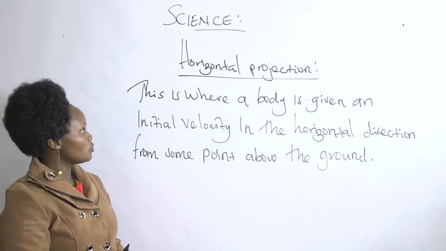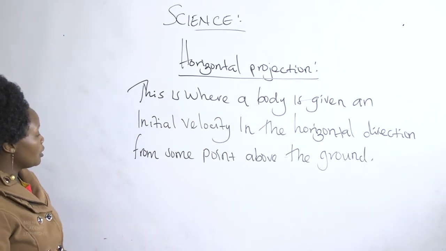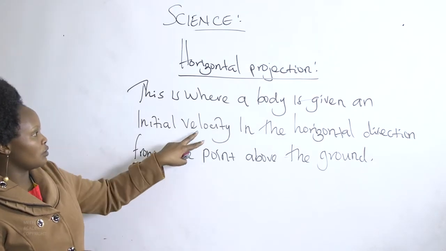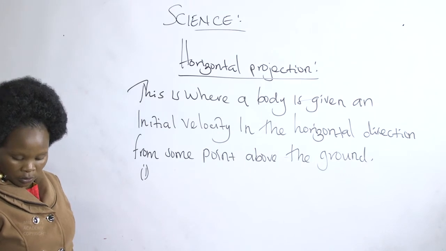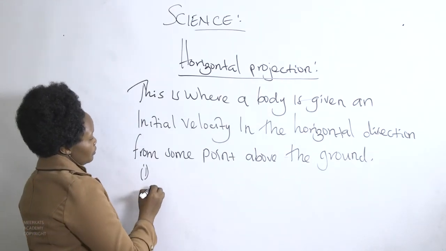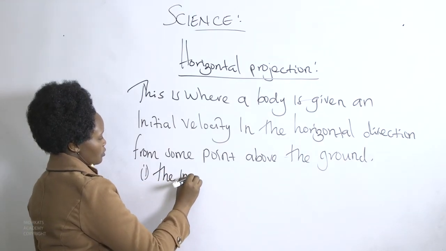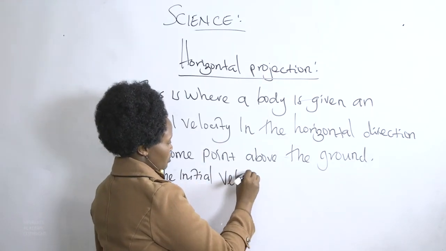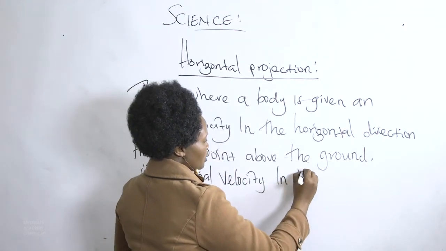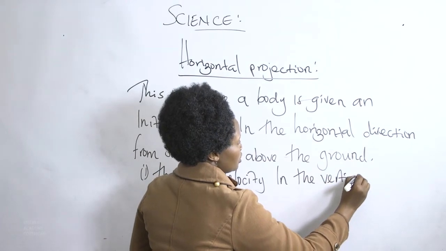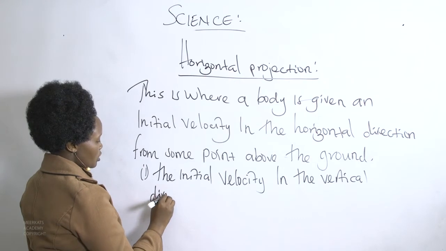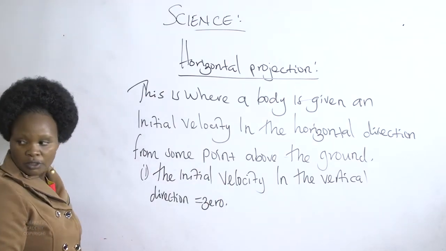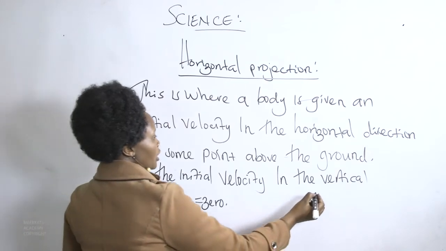Now, there are a few things that you should take note of here. Number one, for this body that has been given an initial velocity in the horizontal direction from a point above the ground, the initial velocity in the vertical direction is actually 0.